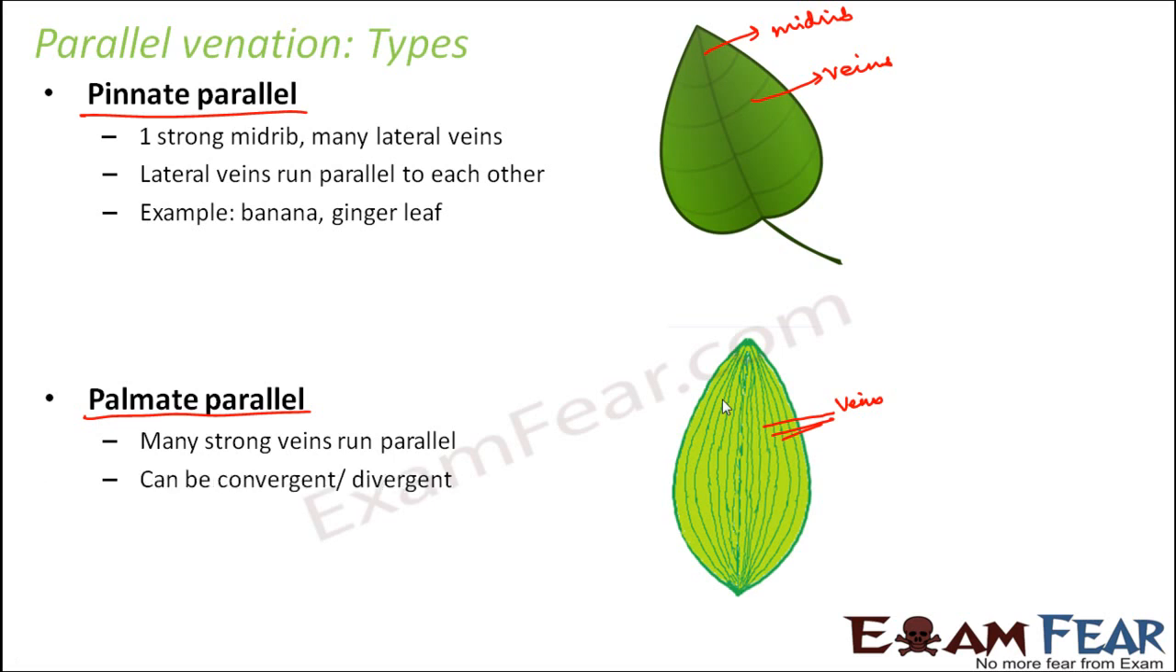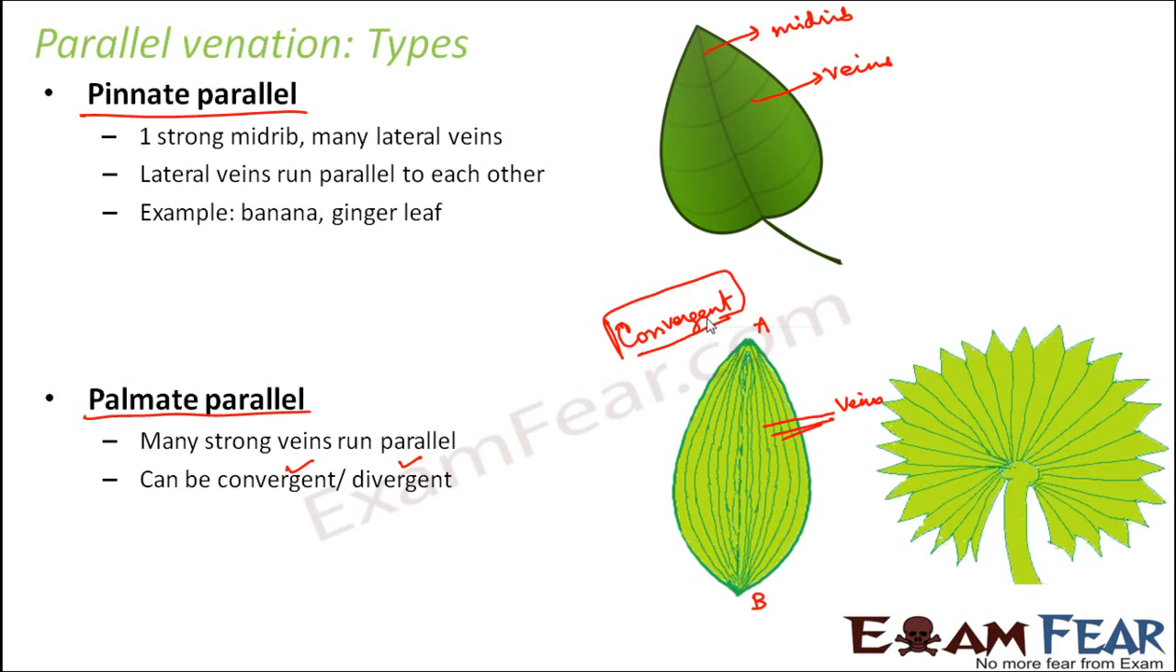Now again, this palmate parallel can be of two types. It can be convergent or it can be divergent. I don't think I need to explain much about convergent and divergent. When I say convergent, that means the strong veins run parallel from base to apex. So here you can see the strong veins are running parallel. This is the base and this is the apex. So from base to apex, the strong veins are running parallel. This is known as convergent palmate parallel.